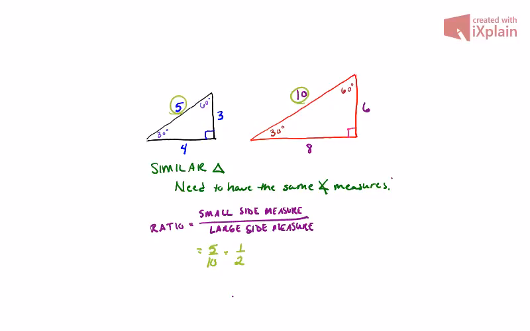If I were to go ahead and take a look at the leg that's forming the base of our right triangle, this would give me 4/8, which also simplifies down to 1/2. And then lastly, if we were to take a look at the third side, we would have a 3/6, which also boils down to 1/2. So we do want to say that similar sides create the same proportion.